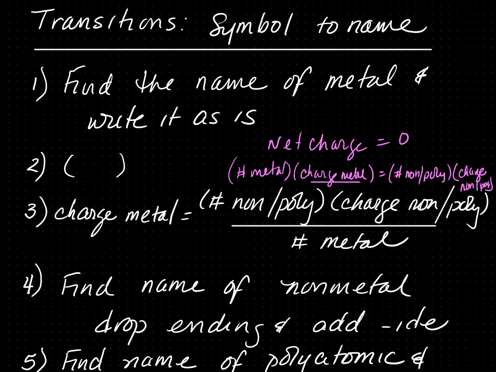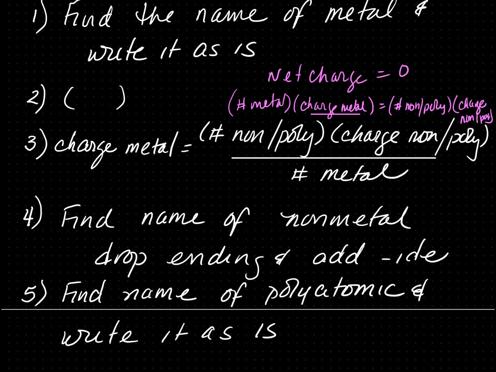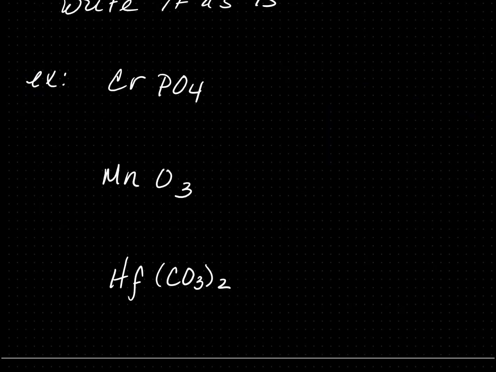We find the name of the nonmetal, drop the ending, and add -ide. 5. Find the name of the polyatomic and write it as is. So the only difference from the fixed ionics is steps 2 and 3. We must add a parentheses and we must find the charge of the transition metal, because transition metals can have more than one charge. So we have CrPO4.